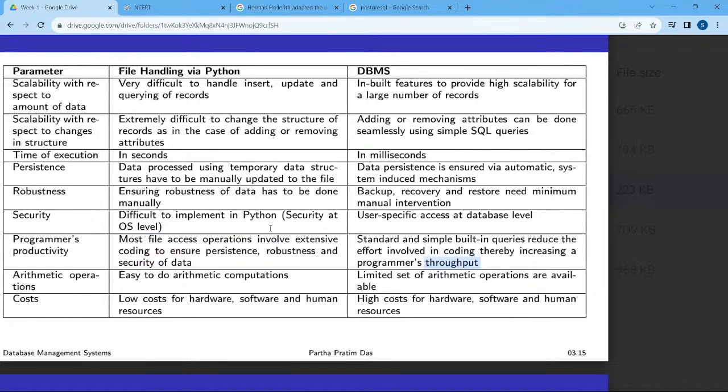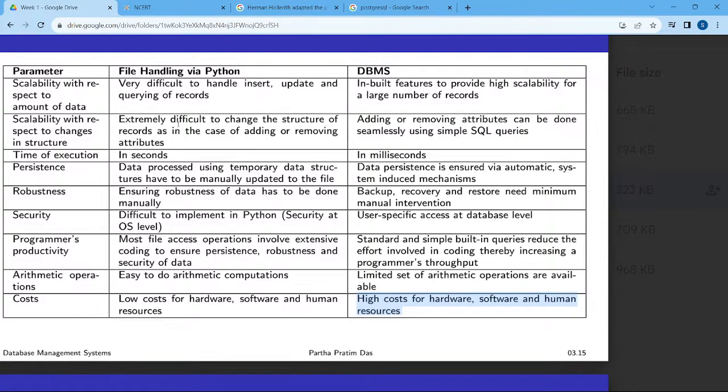It is easy to do arithmetic computations, and limited arithmetic operations are available. So Python has one advantage: arithmetic problems are easily solved here. Cost: file handling has low cost for hardware, software, and human resources, whereas a database has high cost for hardware, software, and human resources.